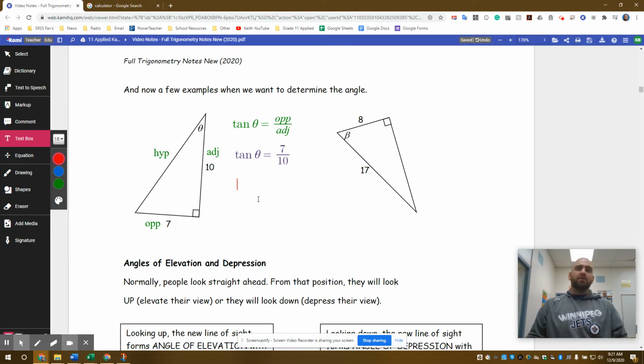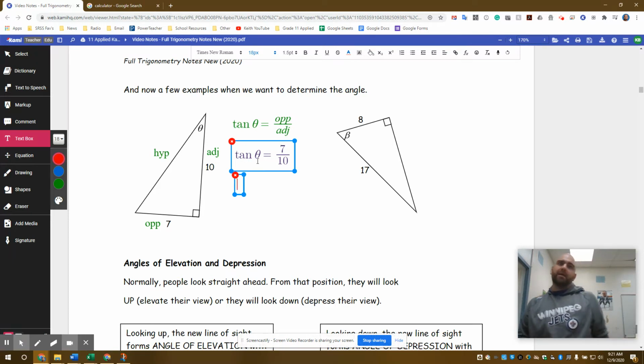Now, how we need to solve this is we need to recognize that we want to find theta, and so we need to get rid of tan. The way to get rid of tan is to do the opposite of tan, and that is tan negative 1, the inverse of tan. It's important to recognize inverse of tan. Usually on your calculator, this is the second function. It should be something that you went through last year. The second function will give us the inverse, the opposite of tan.